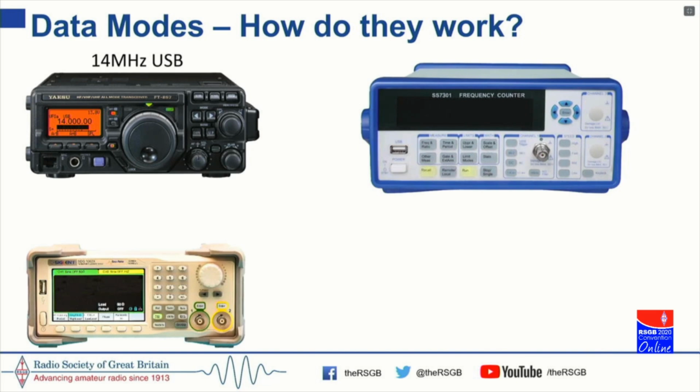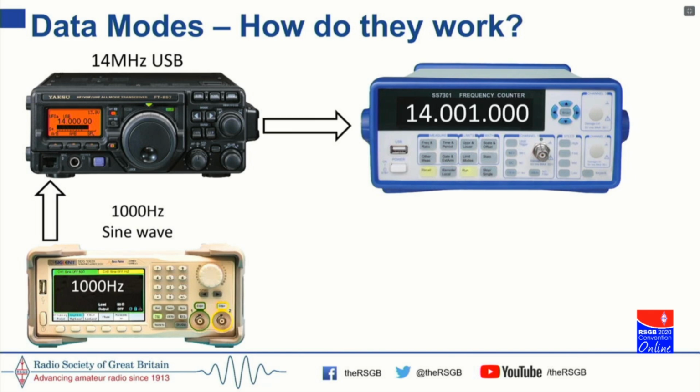So let's illustrate that here. In the bottom left-hand corner, we've got a signal generator. In the top left-hand corner, we've got an FT897 transceiver set to 14 megs USB. And in the top right, we've got a frequency counter. So if we generate a tone, say a 1 kilohertz sine wave, put it into the microphone socket of the transceiver, what will we see at the output of that transceiver? Well, we'll see 14.001 megahertz. That's assuming that it's set to upper sideband.